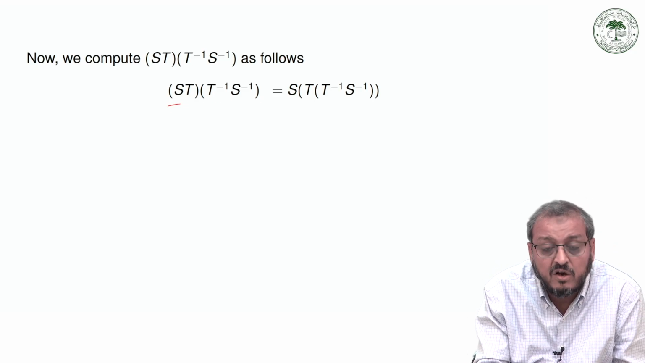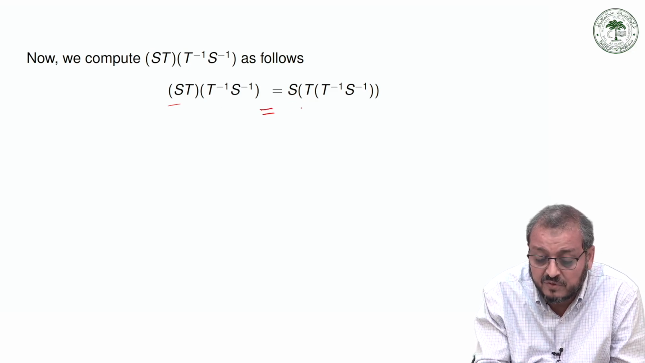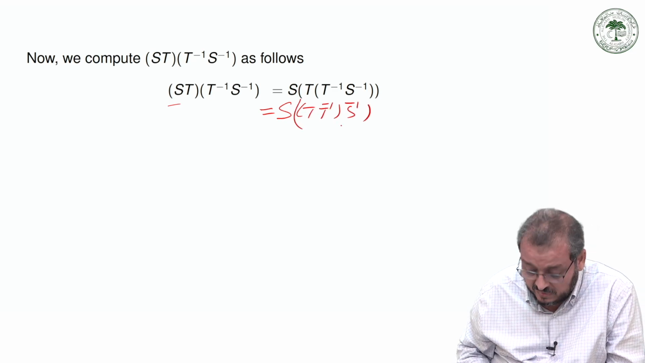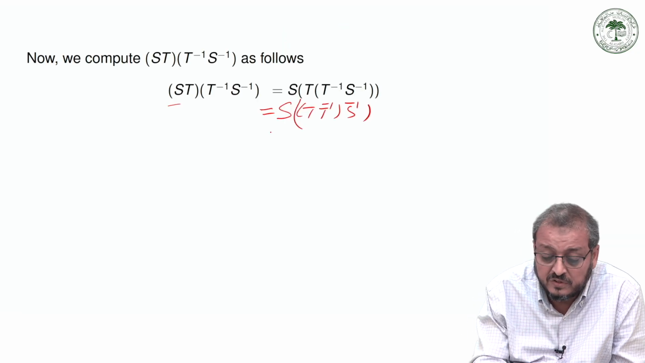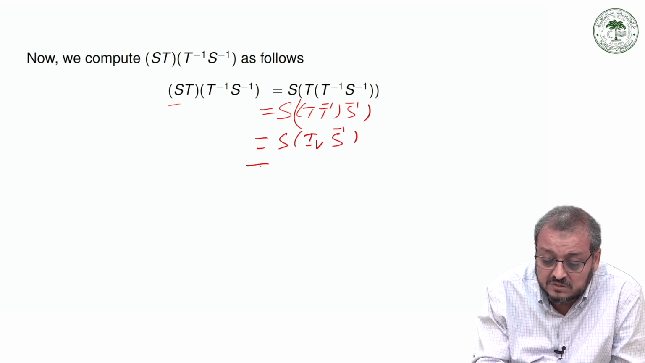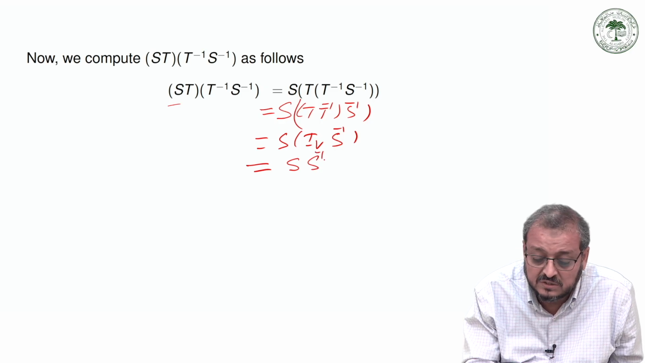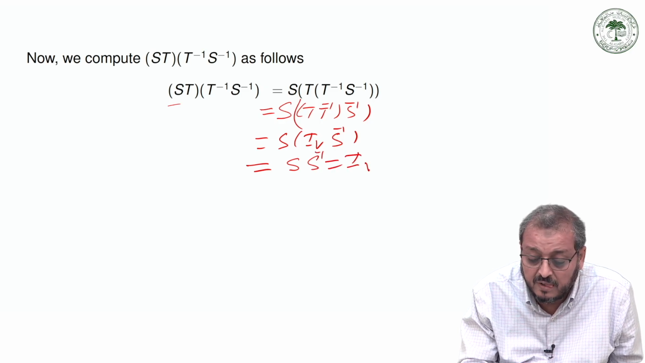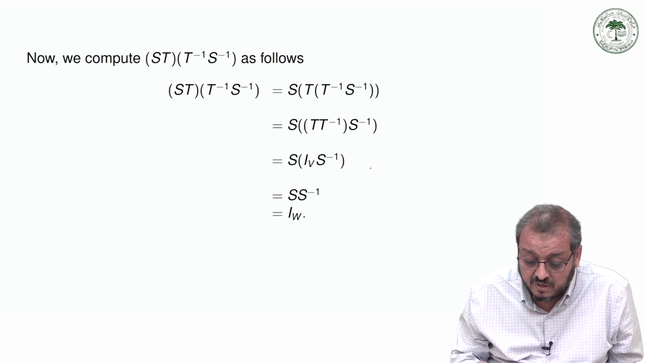Since S and T are both linear transformations, the inverse is also a linear transformation. This can be written as S of T T inverse S inverse. Now T T inverse is equal to the identity of V. So we can say that S of the identity of V times S inverse is nothing but S of S inverse, and then we can say that the identity of W. So we can just say that this is the identity of W.